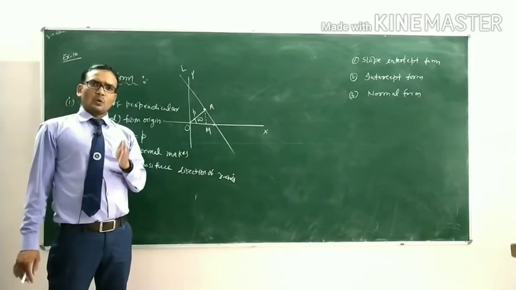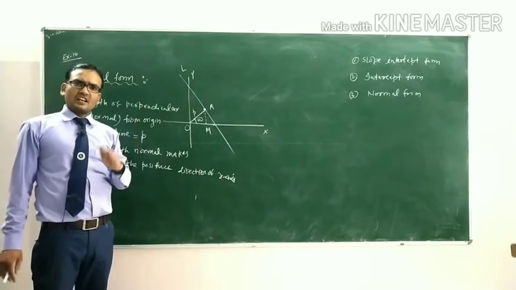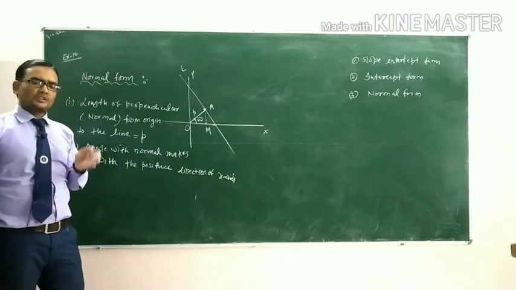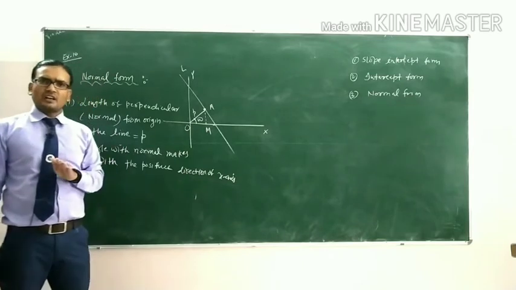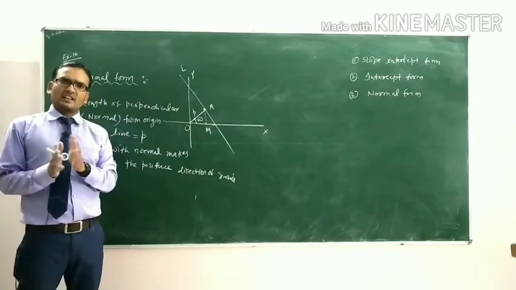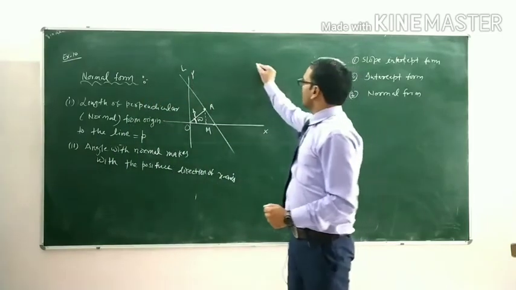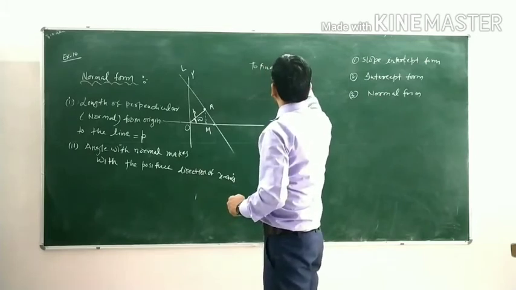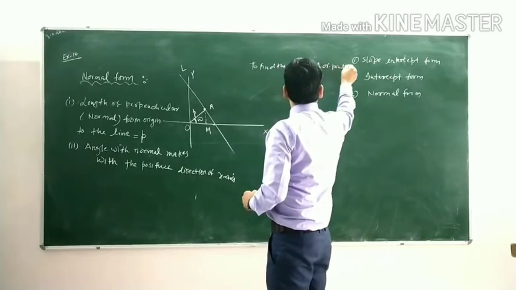That means OA is P and OA makes the angle omega with the positive direction of the x axis. Then we find the equation of the straight line. To find the coordinate of point A.